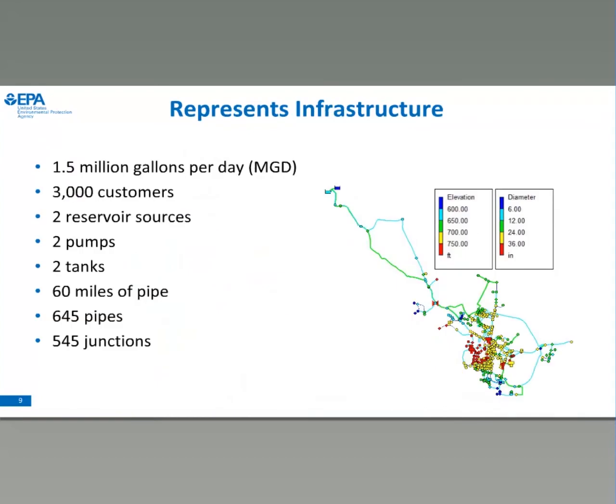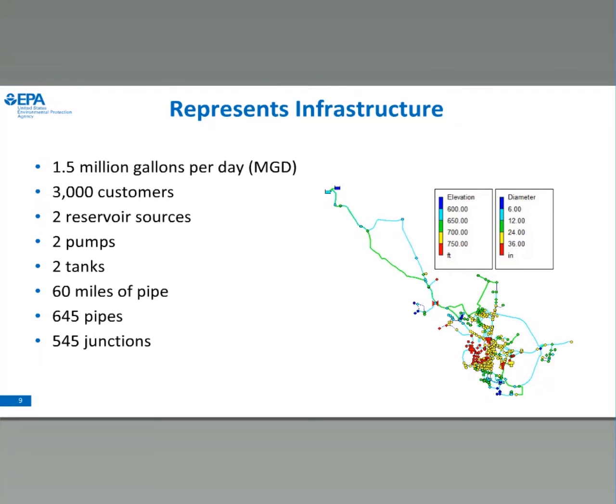So I'm going to give a little bit more background on the distribution system network modeling itself, for those who are unfamiliar. With distribution system network models, you're able to represent the actual infrastructure. So you're able to say how many gallons of water per day are supplied to the system, as well as the number of customers that may be served. You're also representing the sources of the water, such as if there are multiple reservoirs. And in addition to that, you might have to represent the pumps, tanks, and miles of pipes.